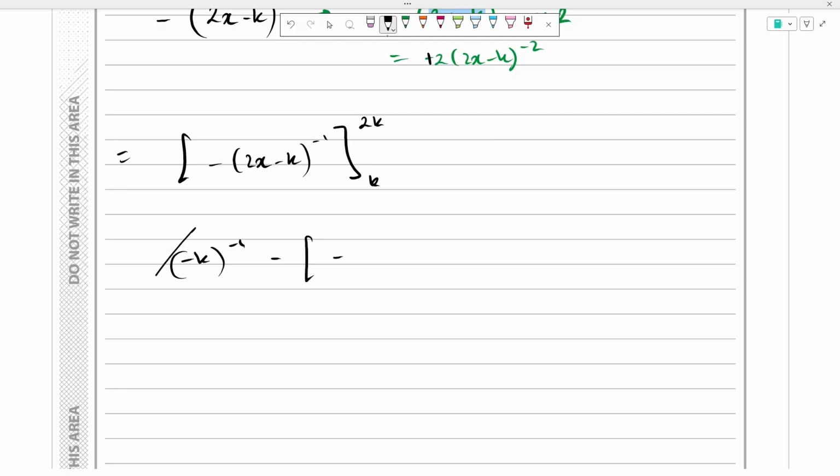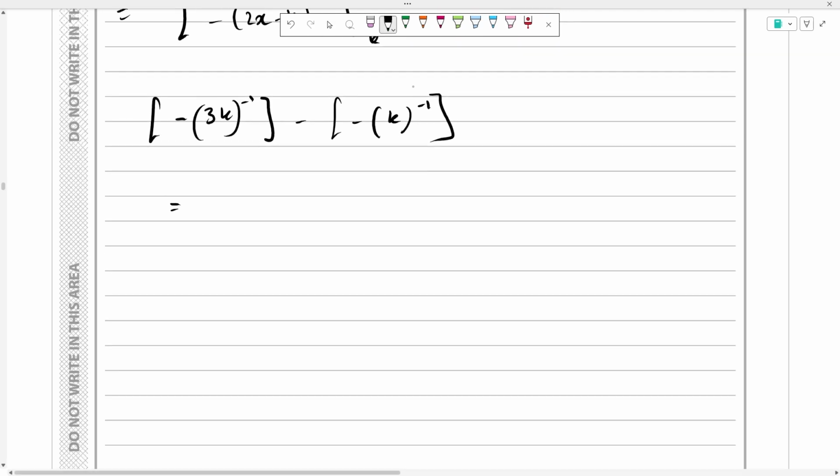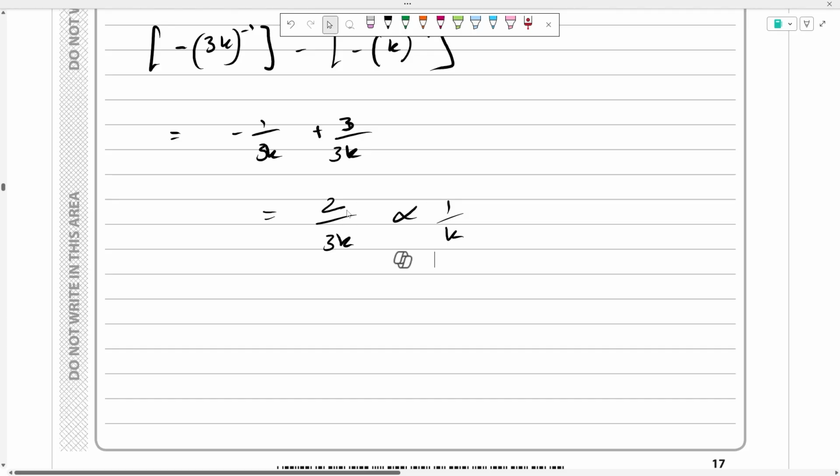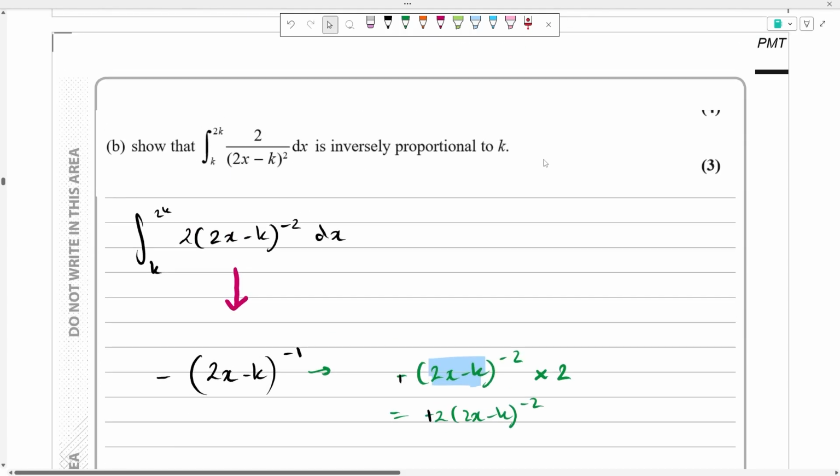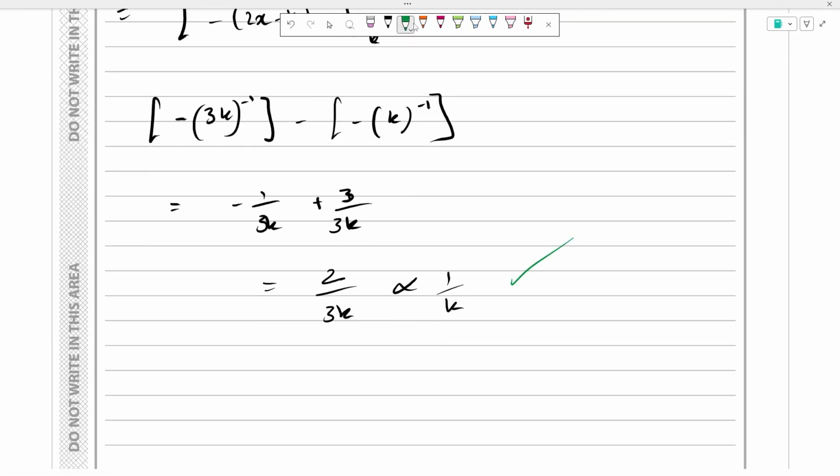Oh, that's wrong, sorry. This should be minus 4k minus k, so that should be minus 3k to the minus 1. Minus 2k minus k, this is k to the minus 1. Cool. This is going to be minus 1 over 3k. Minus that becomes a plus 1 over k. If we do common denominators, this becomes 3 over 3k. This becomes 2 over 3k. And as you can see, this is inversely proportional to 1 over k because it has a constant at the beginning. Therefore, it's just inversely proportional. And that's the final answer.